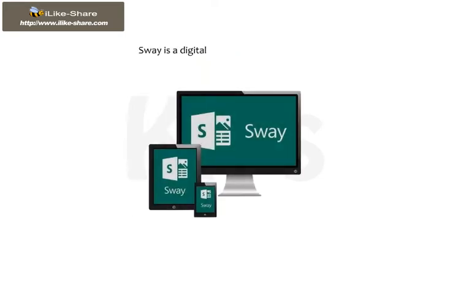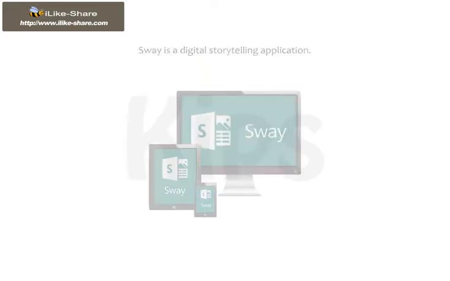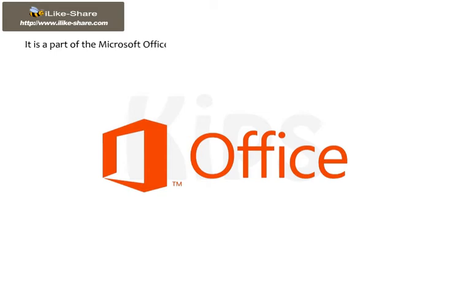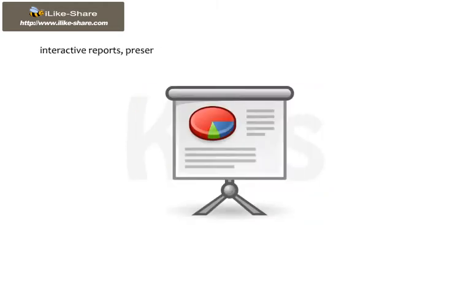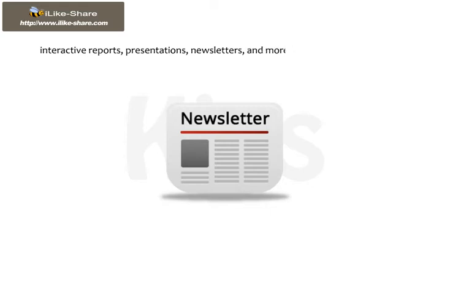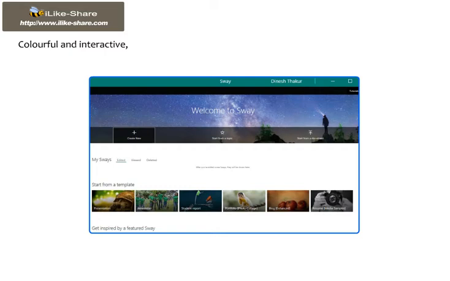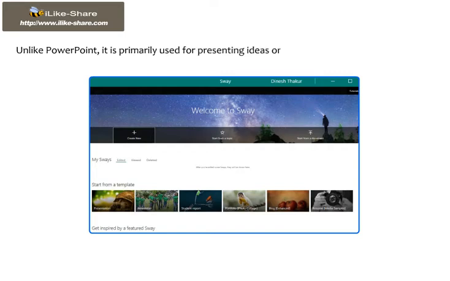Sway is a digital storytelling application. It is a part of the Microsoft Office package and is designed for creating and sharing personal stories, interactive reports, presentations, newsletters and more in an entirely different way. The colorful and interactive interface of Sway is based around a storyline into which you do most of your work. Unlike PowerPoint, it is primarily used for presenting ideas on screen rather than to an audience.